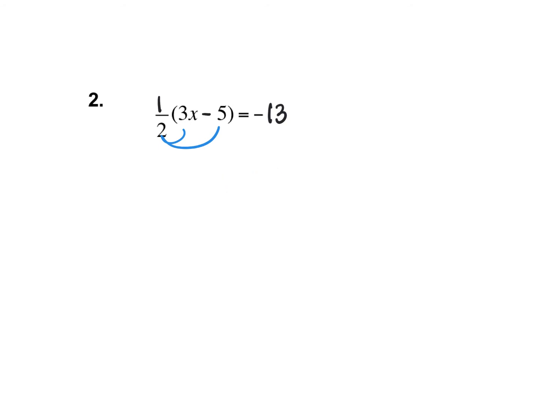I'm going to do this by looking at it as, what is this 1/2 doing to the variable? Well, it's multiplying. So to undo multiplication, remember we divide. And so I could take negative 13 divided by 1/2, or dividing a fraction, remember, is the same thing as multiplying by its reciprocal.